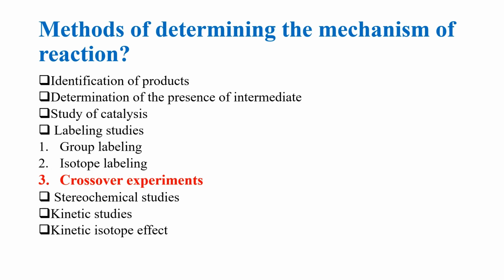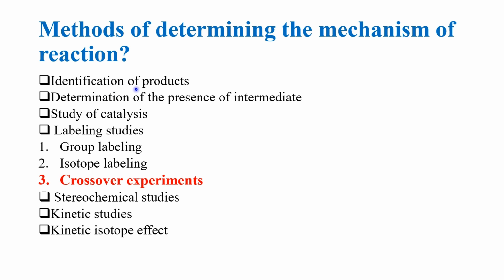So: identification of products and determination of the presence of intermediates, then study of catalysis, labeling studies, group labeling, isotope labeling, crossover experiments, stereochemical studies, and kinetic isotope effect studies. These are useful for determining the mechanism. For example, you can take any reaction. You know the product, but you don't know the reactants or the intermediates.